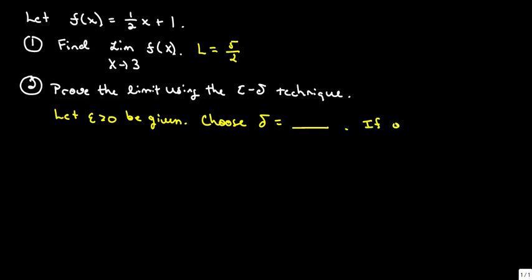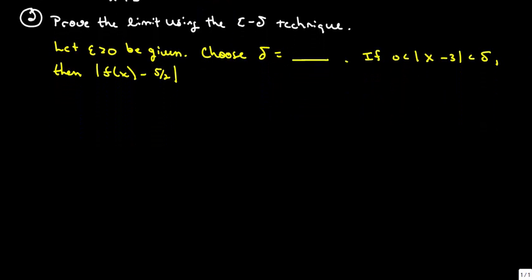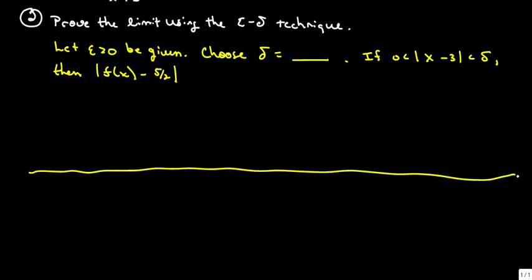If our x values are really close to 3, then this will imply that our height values, our function, our y values, are really close to the limit, which is, let's write this down, as 5 halves. Let's give ourselves a little bit of space here to do our side work.